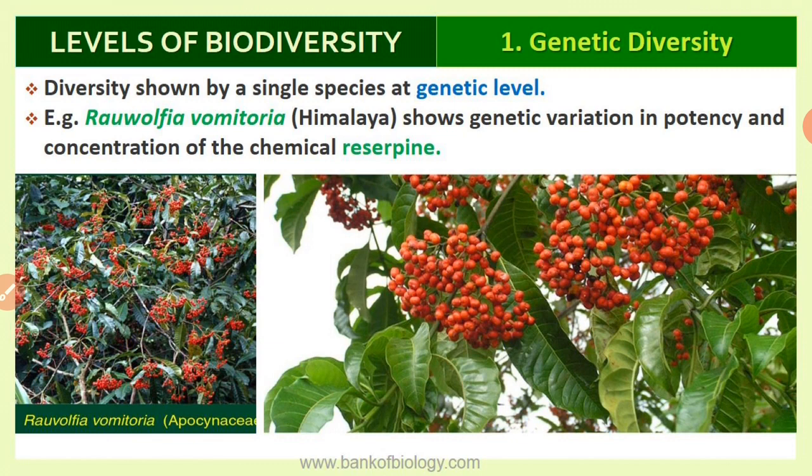In genetic diversity, the diversity exists at the level of individual genes, or you can say the diversity shown by a single species at the genetic level is the genetic diversity. Here they have explained it with the example of Rauwolfia vomitoria of the Himalayas, which shows genetic variation in potency as well as concentration of the chemical reserpine. Rauwolfia, a medicinal plant growing in different regions of the Himalayas, shows differences in the potency and concentration of the active chemical reserpine, and this is all due to genetic diversity.